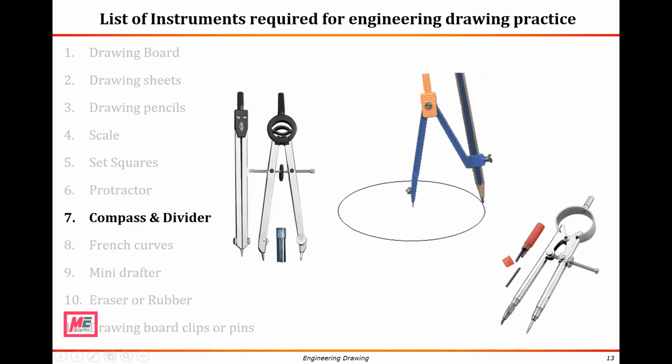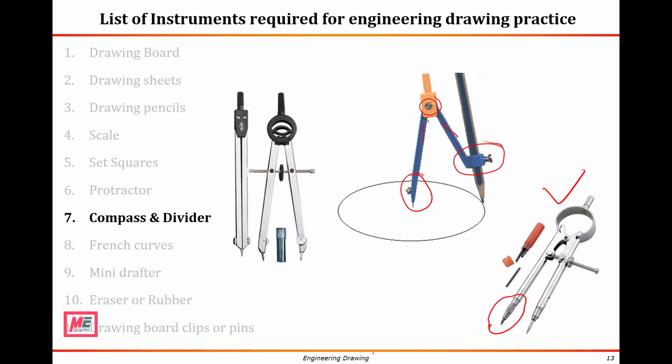Number 7. Compass and divider. Compass is used for drawing circles and arcs of circles. It consists of two legs hinged together at its upper end. A pointed needle is fitted at the lower end of one leg, while a pencil lead is inserted at the end of the other leg. In some compasses, like the one shown here, the lower end of the pencil leg is detachable and it can be interchanged with a similar piece.